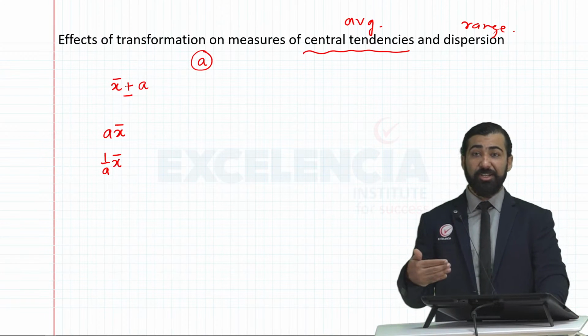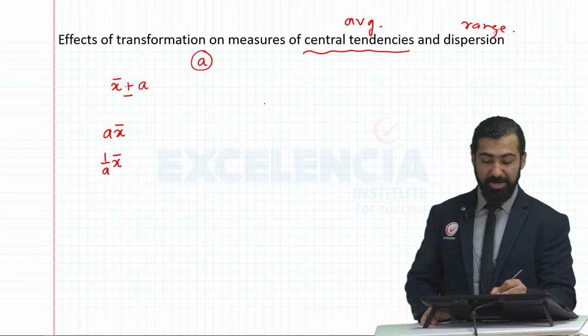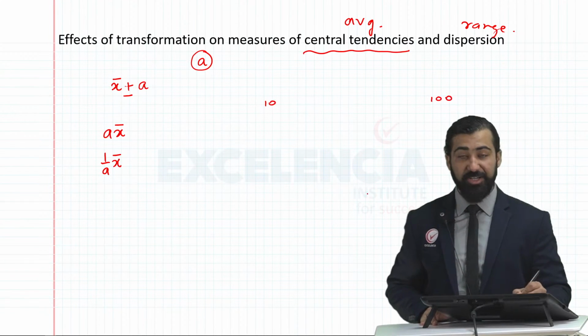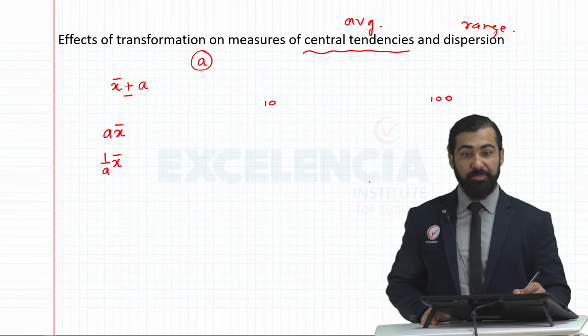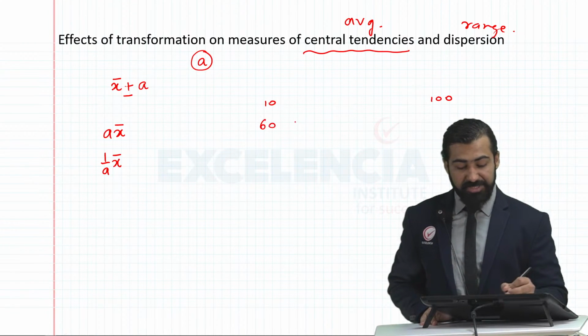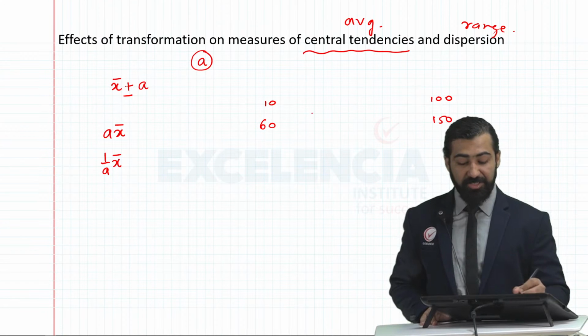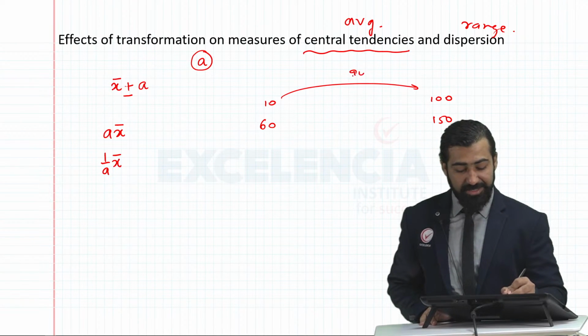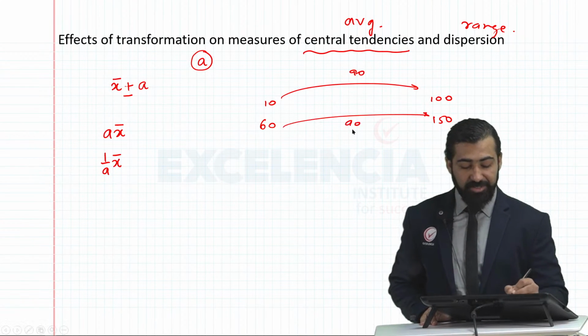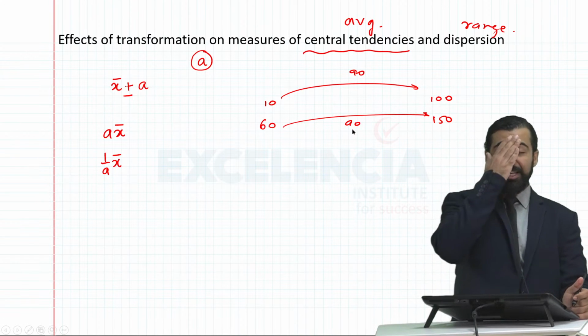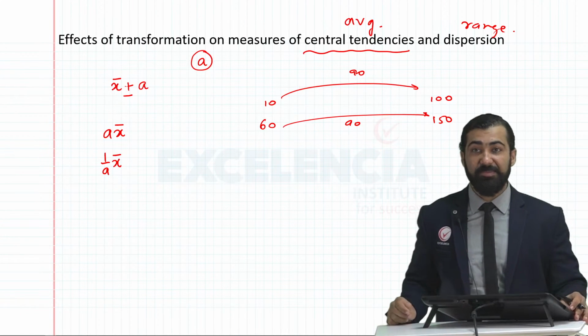When you increase or decrease, let's say my smallest value is 10 and largest value is 100. I increase each of these values by 50. 10 will become 60, this will become 150. Originally my range was 90, my range is still 90. So increasing or decreasing does not increase or decrease my range.